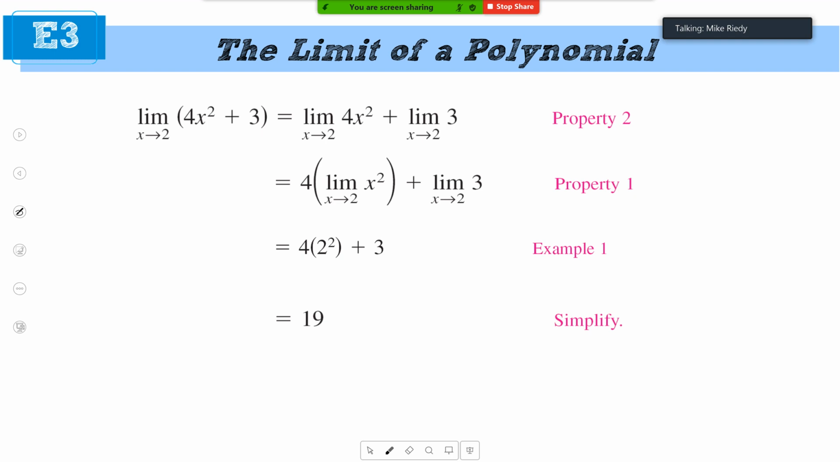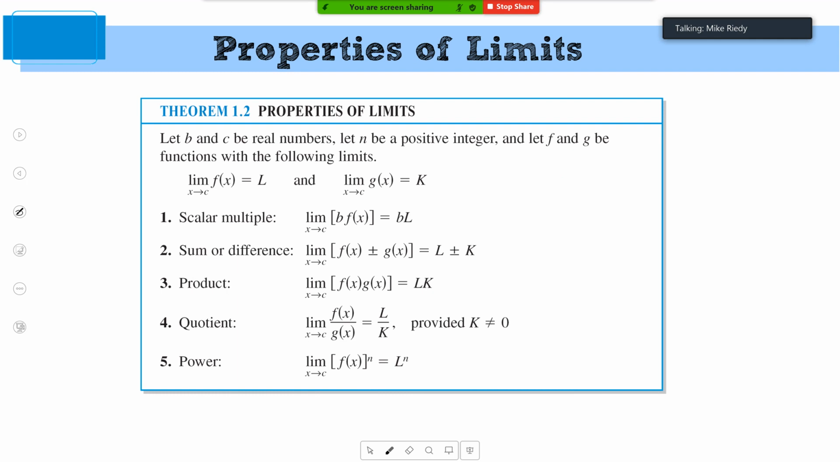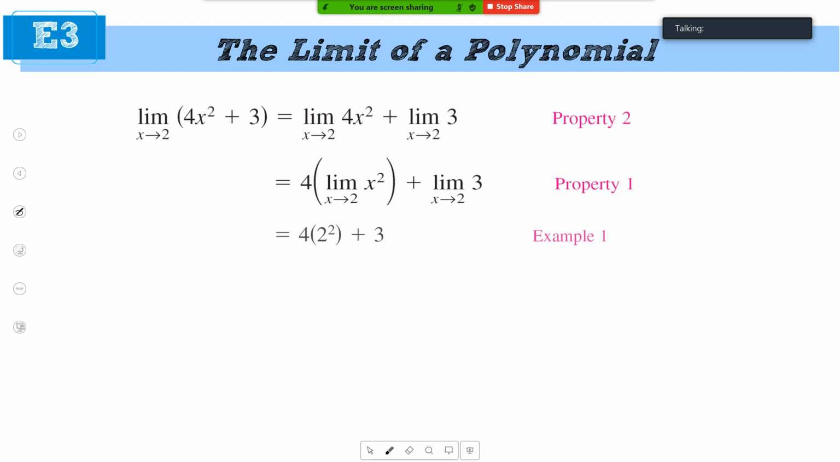This is ridiculous. What would you do? Well, what's the first step for any limit problem? Plug and chug. 2 squared is 4, times 4 is 16, plus 3, 19. Okay. But this is a demonstration of these in motion. But you're going to plug and chug, algebraically manipulate, plug and chug again. Okay? Beautiful.